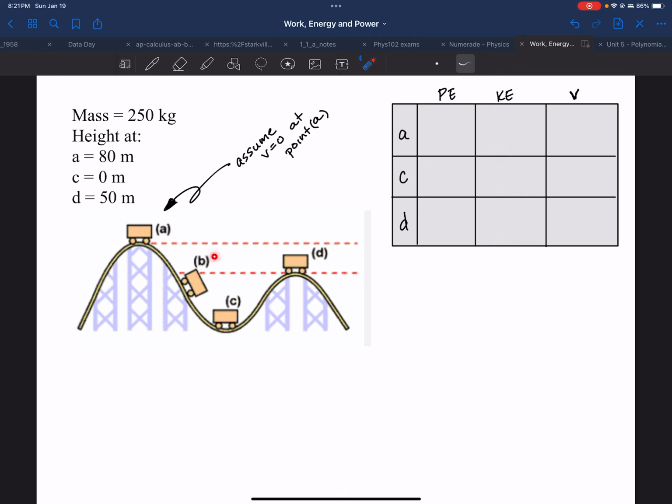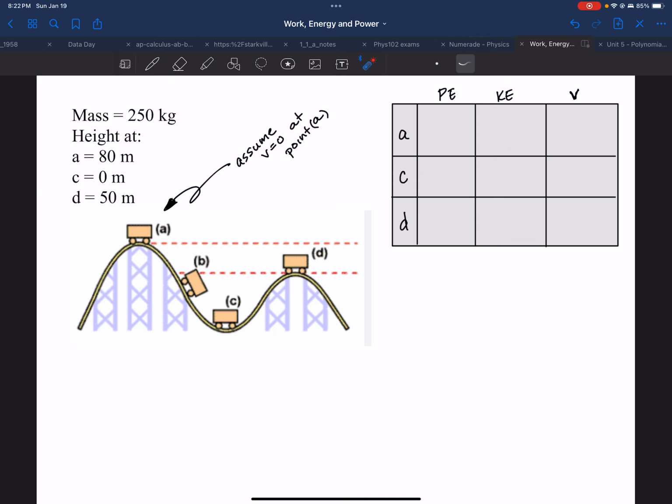We don't have enough information about B. It looks a little bit lower than D, so I'm not going to bother adding it to my list. Don't worry, I've purposely ignored it. I've given you some heights, just made up some heights for A, C, and D. And then I gave you a mass for that object.